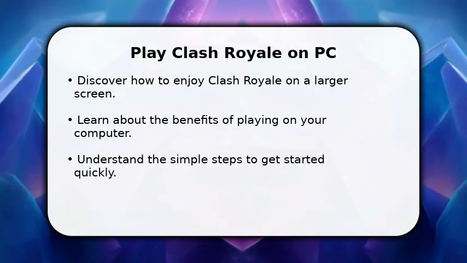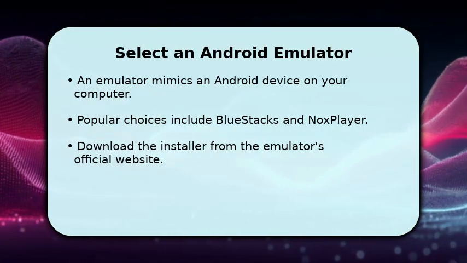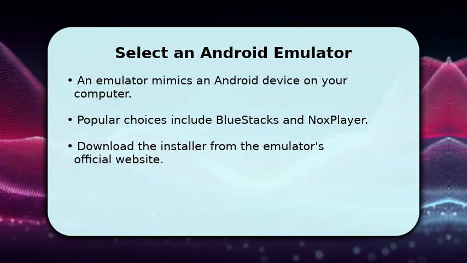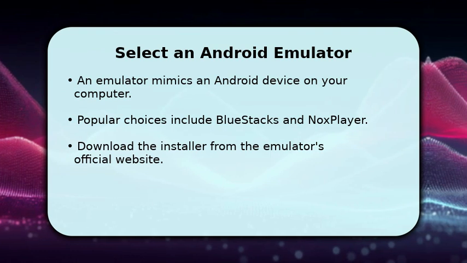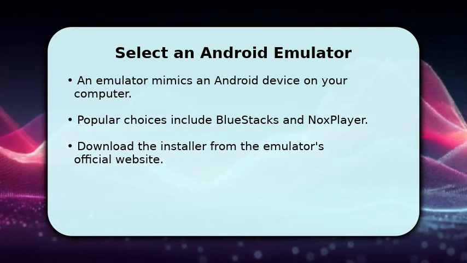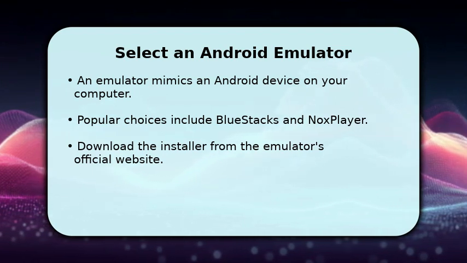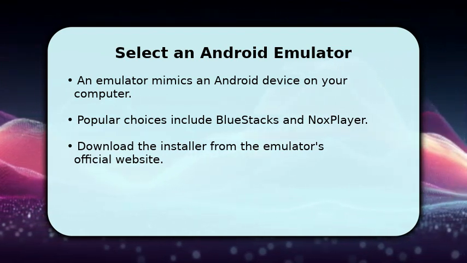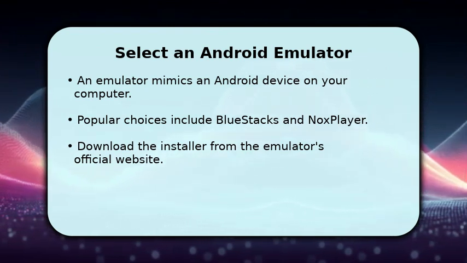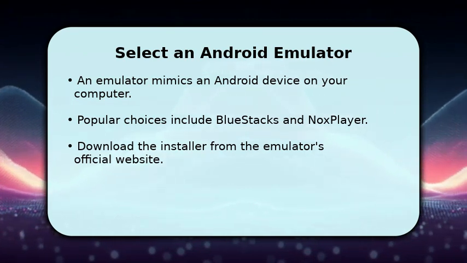Let's dive right in. To begin, you will need an Android emulator, which is software that simulates an Android phone on your computer. There are several excellent options available, such as BlueStacks and Nox Player, both widely used and reliable. Visit the official website of your chosen emulator and download the installation file. Always ensure you are downloading from a trusted source to avoid any security issues. This first step is crucial for bringing your mobile games to the big screen.